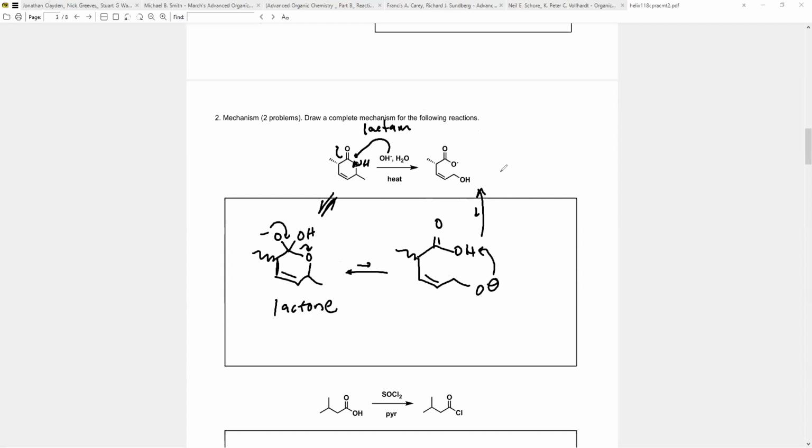Cool. You can also try doing this the other way too, I guess, if you wanted to go from here to here as another mechanism problem. So you can imagine base would deprotonate here, right? And actually, sorry, not from this. That'd be from like an ester. There we go. It's like a transesterification, right?